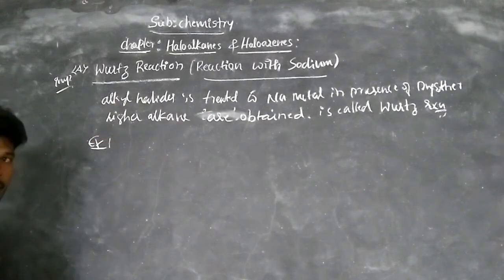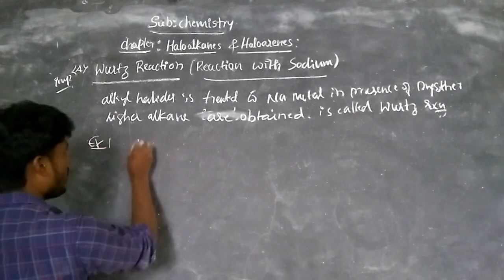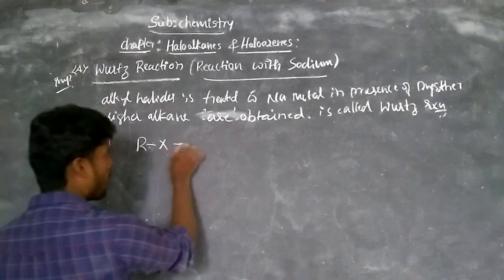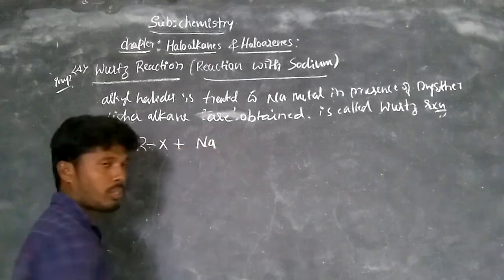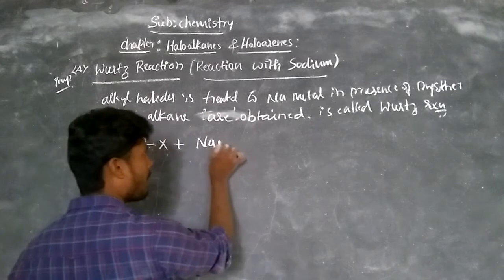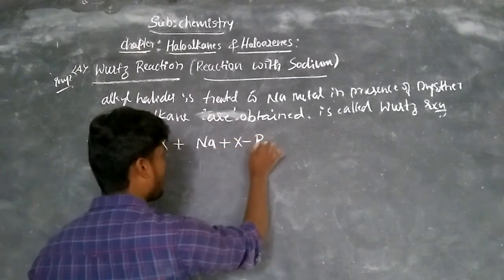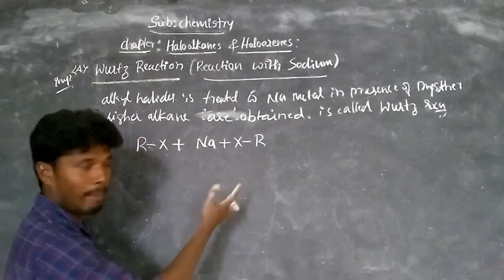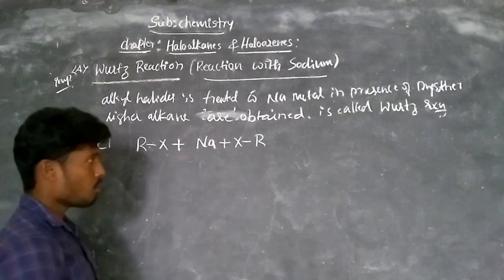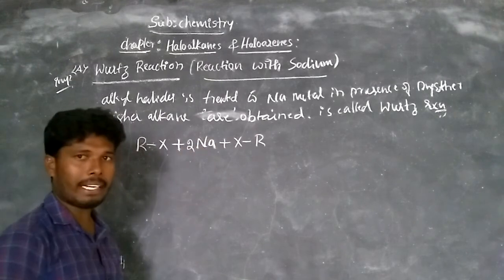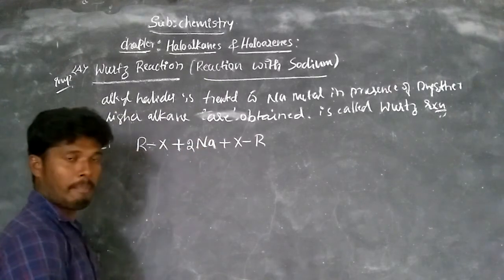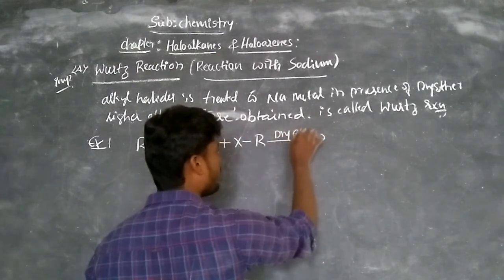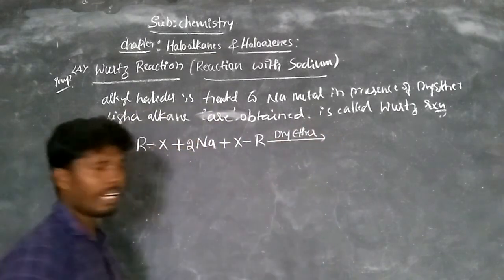So example, we are taking an alkyl halide, the general reaction, take R bond X. This is the general representation of an alkyl halide treated with sodium metal. So take two alkyl halides of the same kind, X bond R. These are the two alkyl halides of the same kind we are taking. Just I am writing the reverse of this one. So here take two equivalents of sodium metal to balance the chemical reaction. These two react in the presence of only the solvent dry ether, you get higher alkanes.